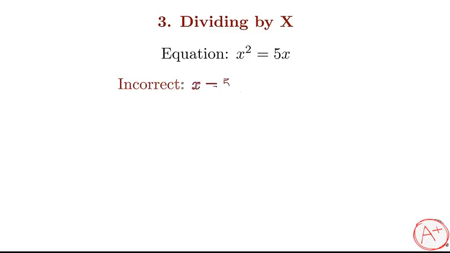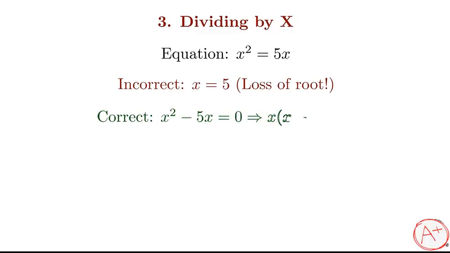Never divide both sides of an equation by x to simplify it. Consider the equation x squared equals 5x. Dividing by x to get x equals 5 is incorrect. By dividing by x, you lose the solution x equals 0. Always rearrange to equals 0 and factorize instead.